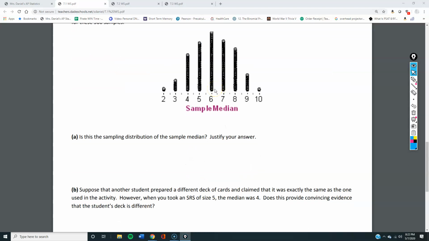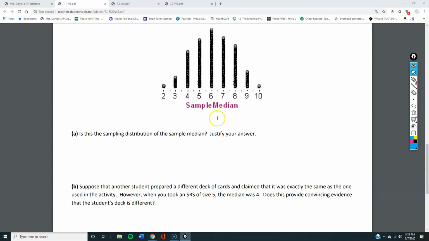Now, is this the sampling distribution of the sample mean? No, because we did not use all possible samples of size 5. So it's not an exact sampling distribution. Okay? Describe it.